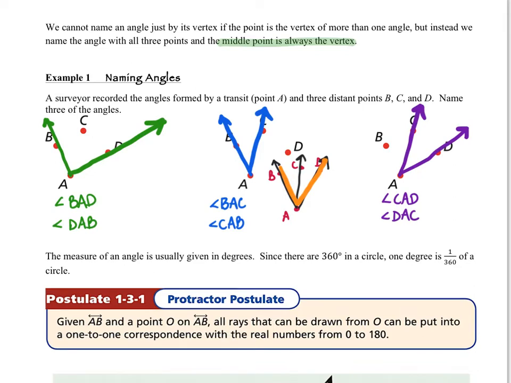We're only going to use the single point to name an angle when there's no other possible angle that can be drawn there. Otherwise, we're going to use the 3 points to name any angle.